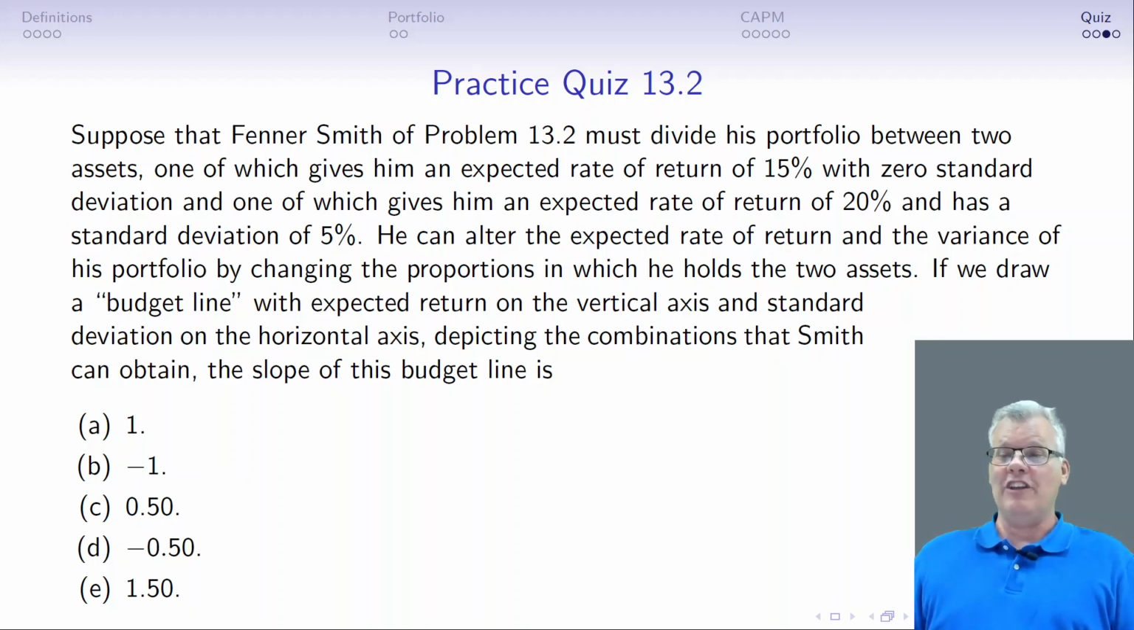Okay. Problem 2, Fenner-Smith must divide his portfolio between two assets, one which gives him an expected rate of return of 15% with 0 standard deviation, so that's the risk-free asset, and one that gives him an expected rate of 20% with a standard deviation of 5. What is the slope of the budget line?